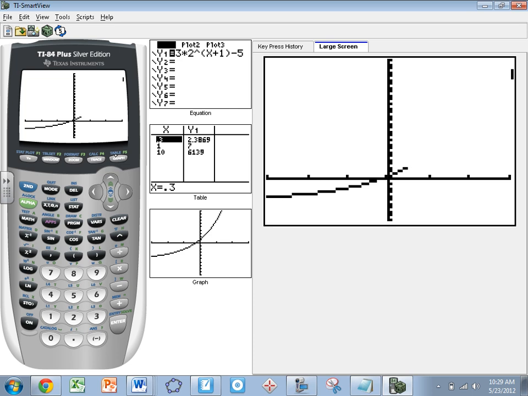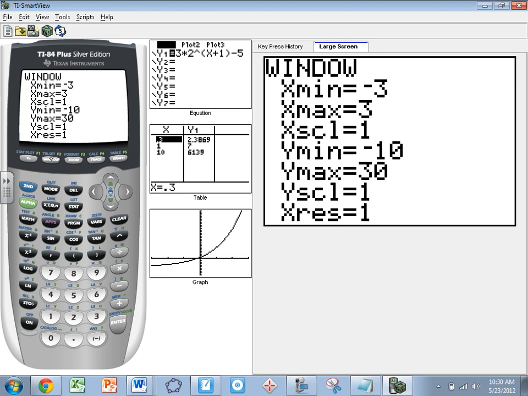Can you put infinity? Yeah. If you did, think about it: you would be zoomed so far out, you wouldn't see anything. It would look like a dot. Okay? So 30 works pretty well, right? Here are my settings in case you're wondering. I change my Y max to 30. Leave this as -10, and keep those as -3 and 3.